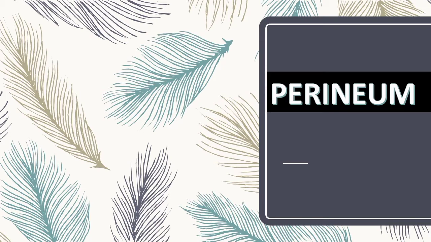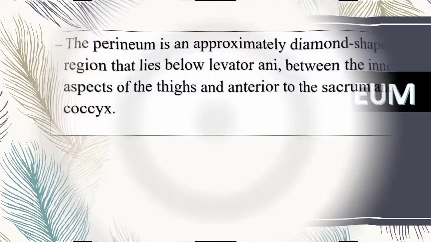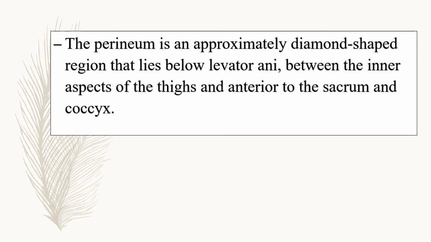The perineum is a diamond-shaped area present at the lower part of the pelvis. It is an approximately diamond-shaped region that lies below the levator ani, which forms the pelvic diaphragm, between the inner aspects of the thighs. It lies posterior to the pubic bones, anterior to the sacrum and coccyx, and medial to the ischial tuberosities and ischiopubic ramus.